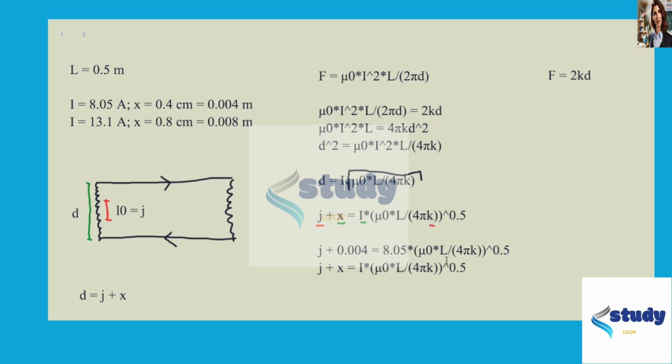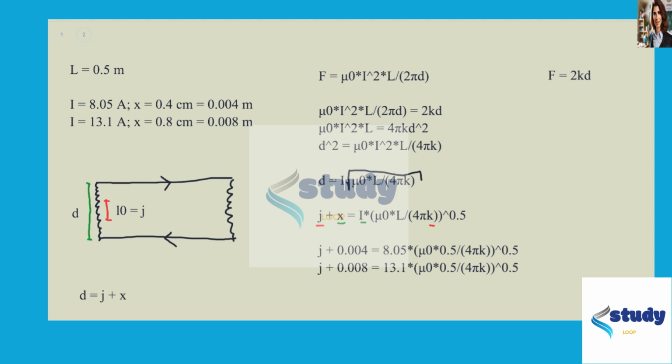And now at this point, let's just plug in the other things that we know too. So we know that the length is 0.5 meters. So I'm just going to plug that in here. So we know everything explicitly. And now we have everything up here except for K and J, which is what we want to solve for. And then just putting in the next data point, we have 0.008 for X and 13.1 here. And again, I'll put in 0.5. So these are the two equations we're going to need to solve for.